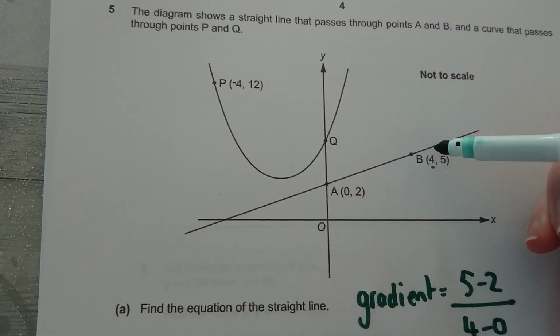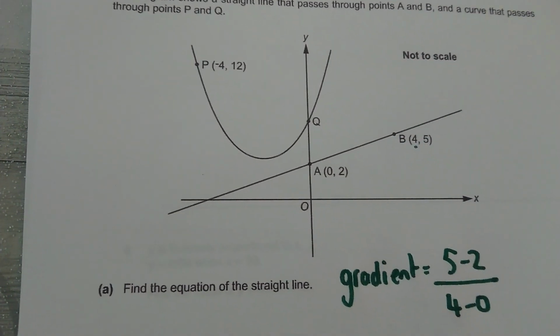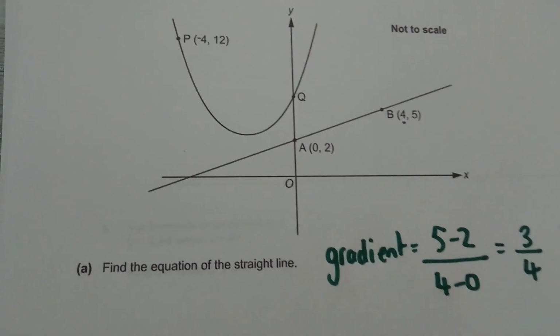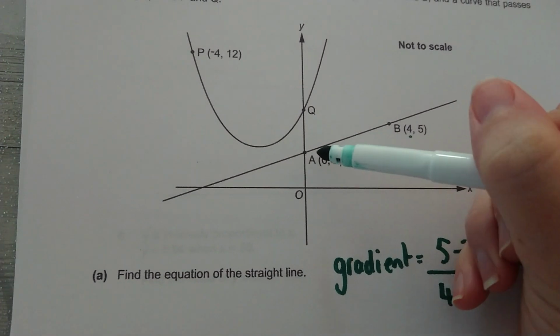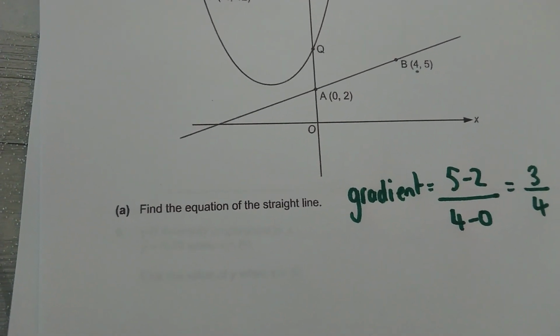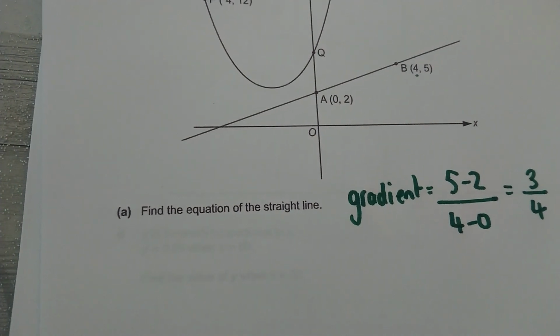So 5 take away 2, 4 take away 0. So that is going to give me a gradient of 3 over 4. I then know that it goes through (0, 2). So actually this one you could put straight into y = mx + c.